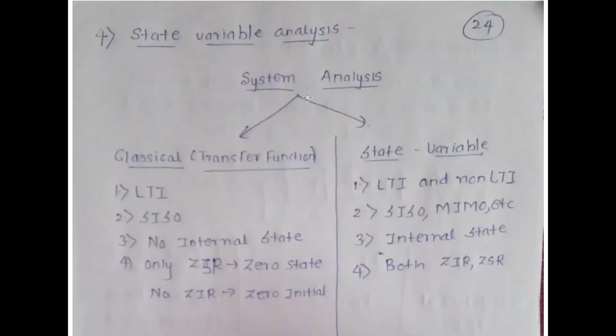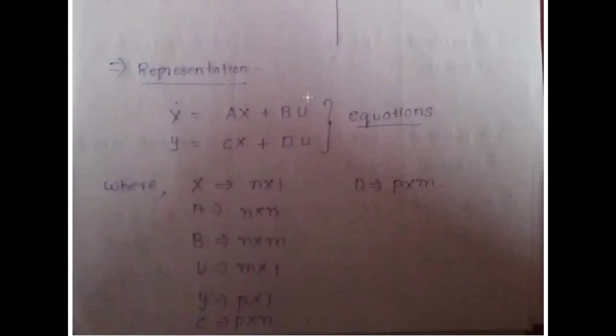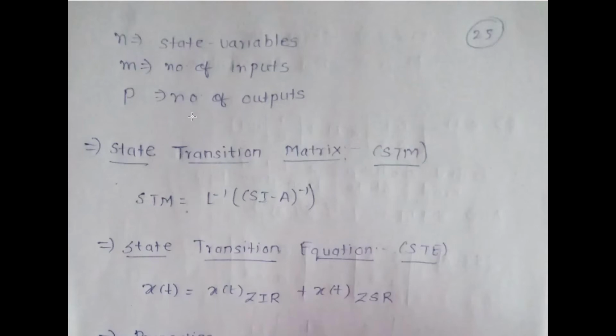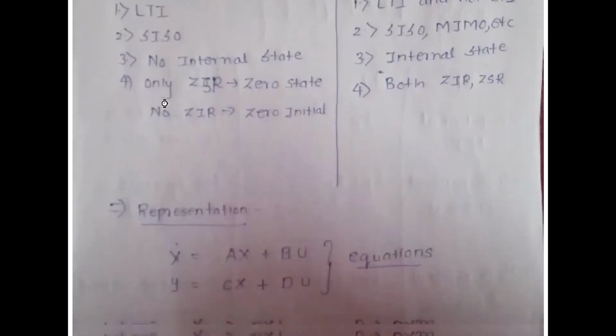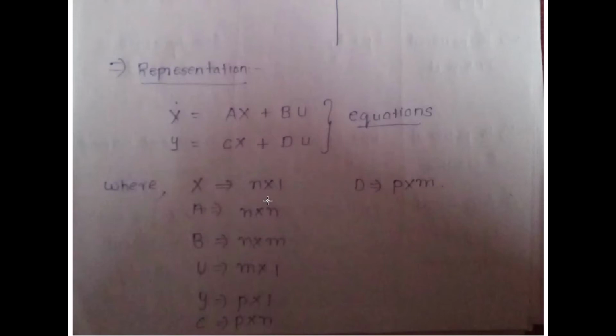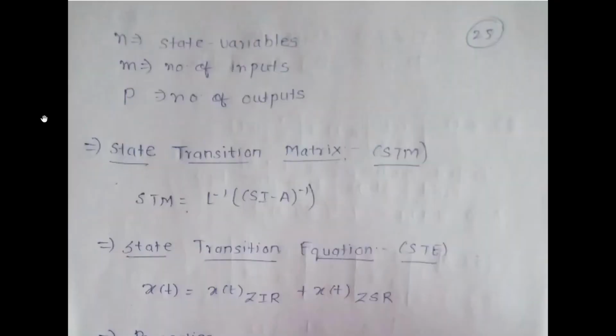Next, we talked about the equations and the order of each variable, but you also need to know the meaning of each variable, that is m, n, p. The n indicates the number of state variables, that is we have different variables like x1, x2, x3, so the number of variables will be equal to n. m indicates the number of inputs and p indicates the number of outputs.